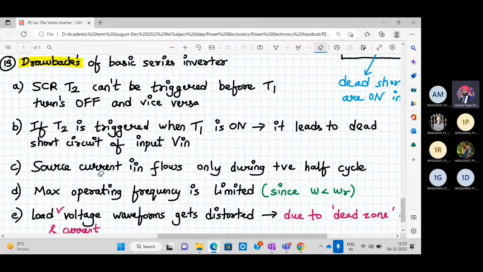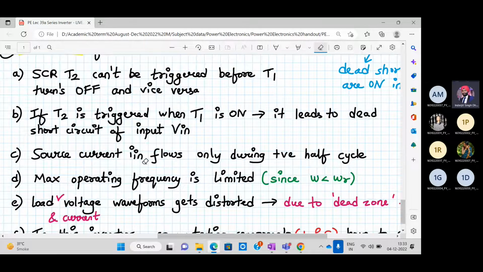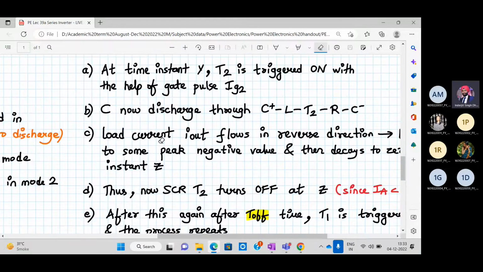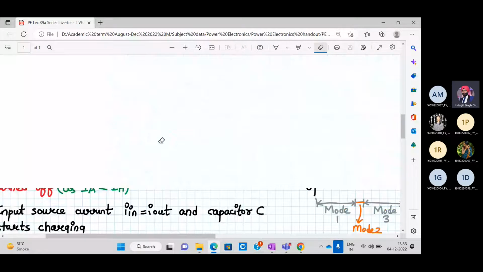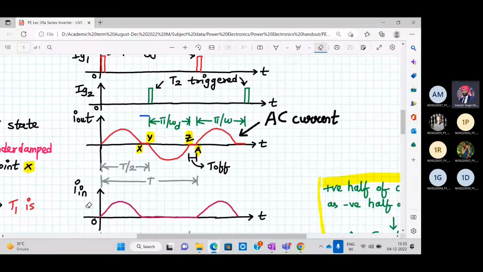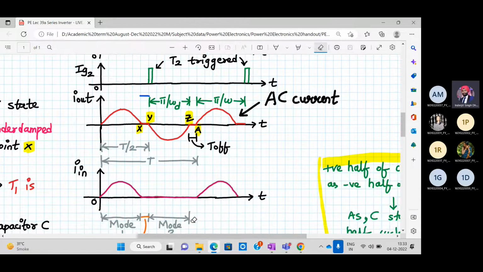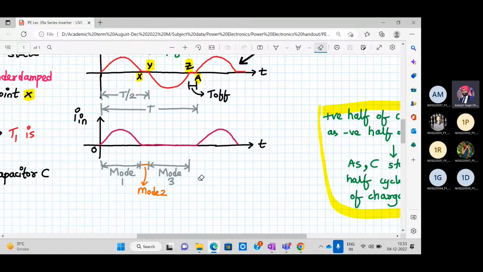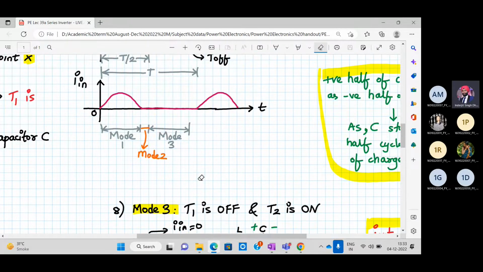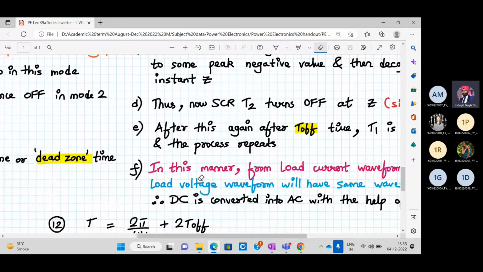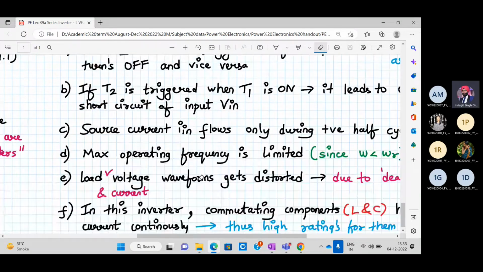Also, another drawback is that the source current flows only during the positive half cycle. Let us go back to the waveforms and understand this. As you can see, I in is the source current, and it only flows during the positive half cycle, because in the negative half cycle, T1 is off and the input is disconnected. So that's another drawback: the input source current is only present during the positive half cycle.